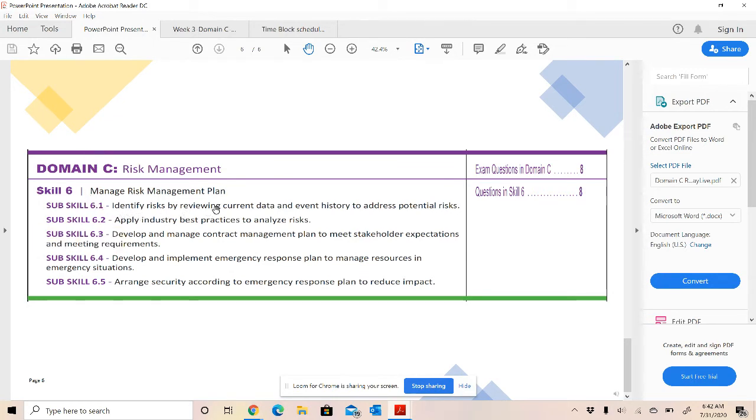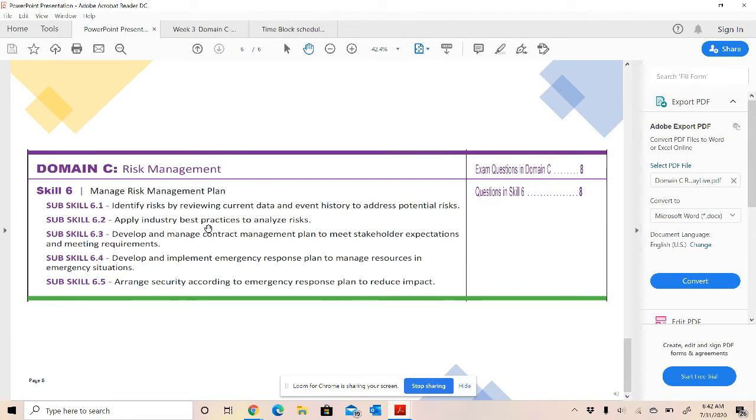Identify risks by reviewing current data and event history to address potential risks. Do you think that you fully understand that? Does that really set well with you? This is talking about the 4 steps of risk management, the probability, consequences, things like that. Doing your SWOT analysis when you're identifying everything.